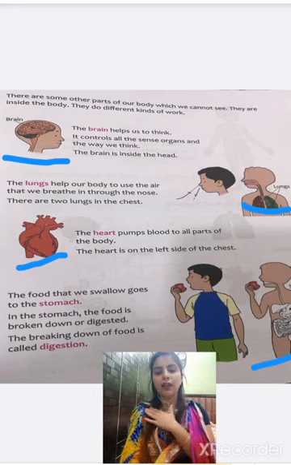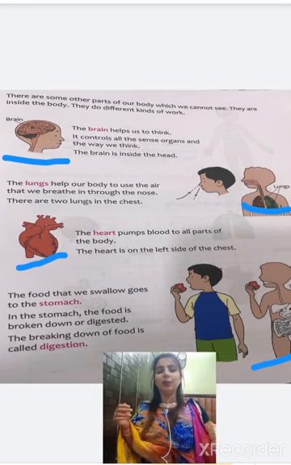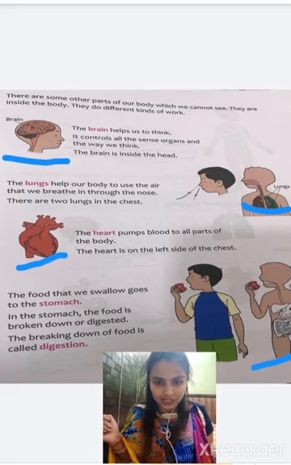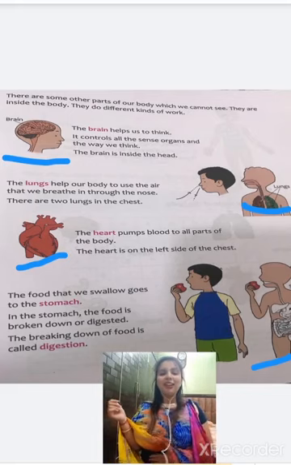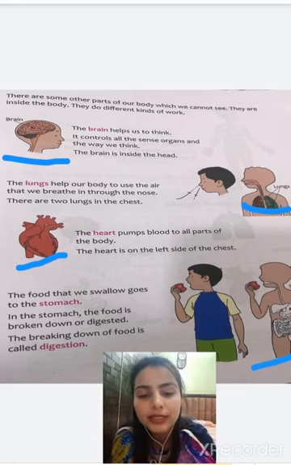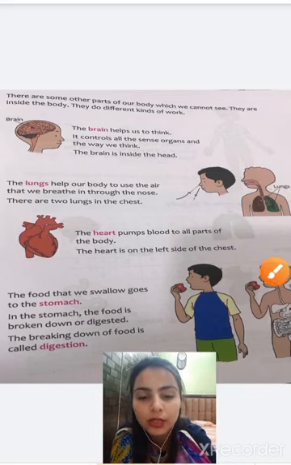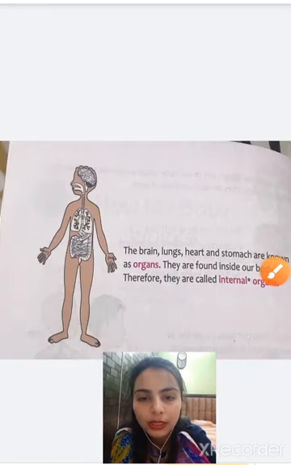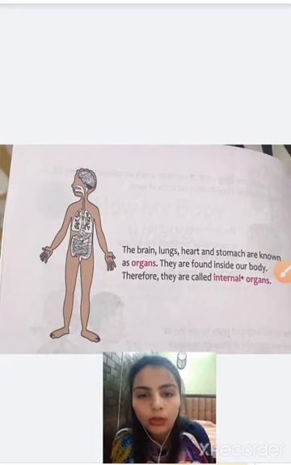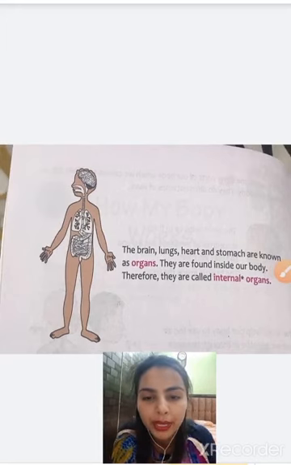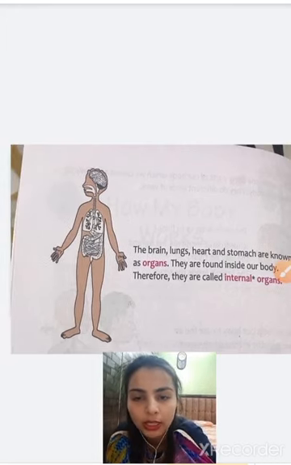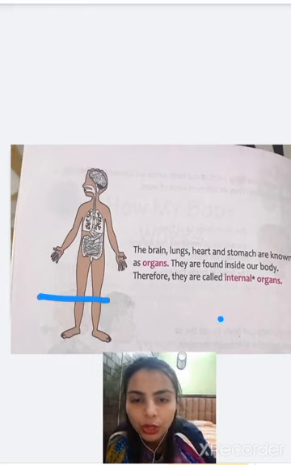Where does our stomach lie inside our body? So this was the revision. And now see something more on the next page. Turn your page. On the next page, all the body parts are shown together. See this image here. All the body parts are shown together in this image.